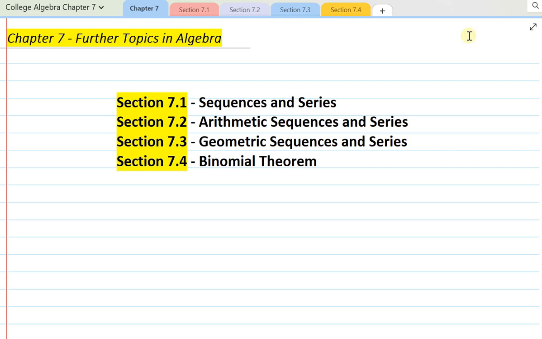Okay, so we have reached the last chapter of this course, our college algebra course. So we're in chapter 7, and in chapter 7, we're just going to look at some separate topics. We're going to look at the 4 sections of this book. Section 1, we're going to look at sequences and series, then followed by sections 2, 3, and 4. So let's take a look at section 7.1.